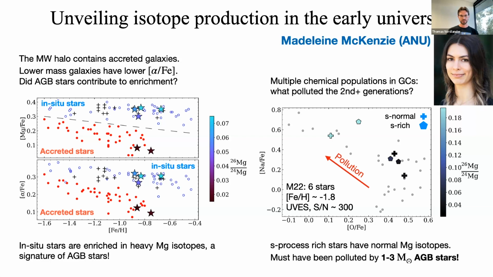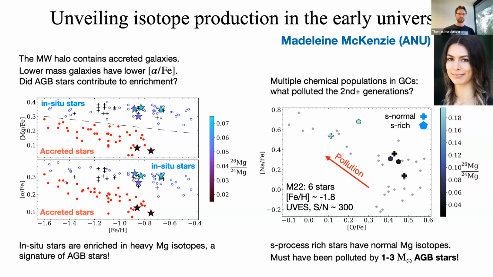Her other work is on a globular cluster, which we just heard about the intricacies. This is a type 2 globular cluster, so it has something like 8 populations. They differ in metallicity, they differ in sodium-oxygen abundances, they differ in s-process abundances, and it turns out they also differ in magnesium isotopes. So Maddie's work shows that the classical sodium-oxygen anticorrelation correlates with the magnesium isotopes, but the s-process production does not.